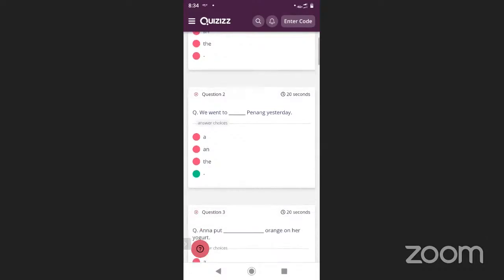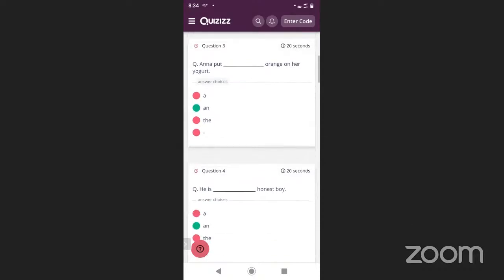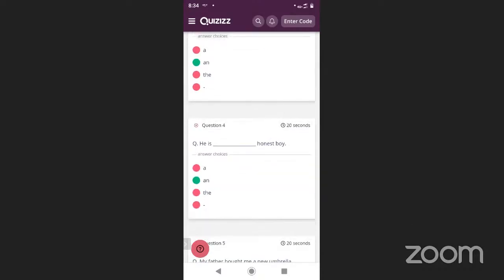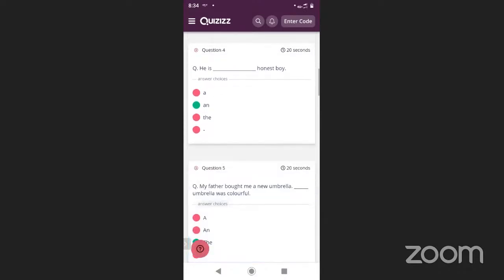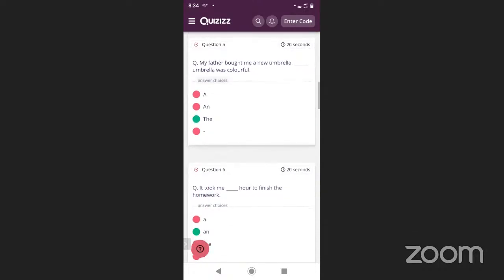Okay, and down there will be the answer. Anna put dash orange on her yogurt. That is an orange. He is dash honest boy. He is an honest boy. The option is the second one, the green one is the right answer. My father brought me a new umbrella. The umbrella was colorful. Umbrella came here the second time, so the article should be "the".